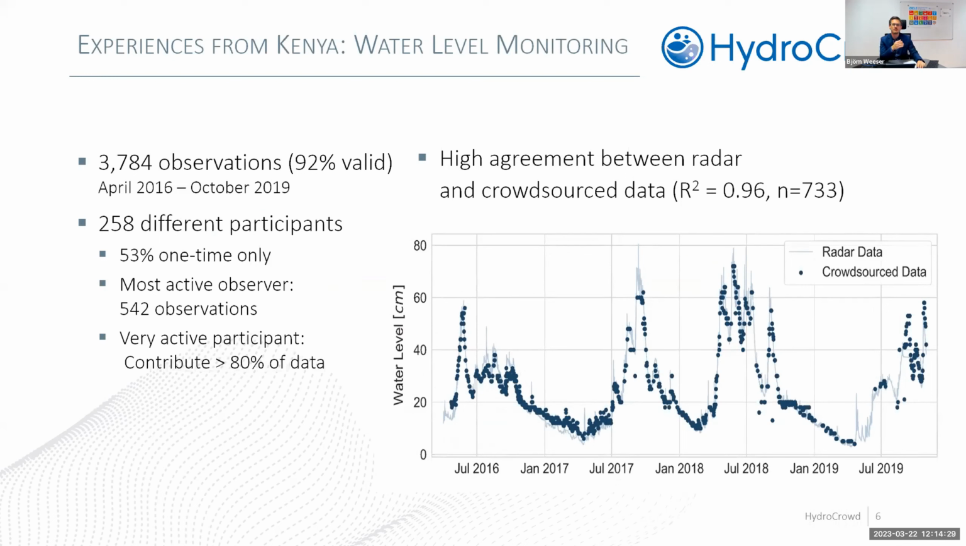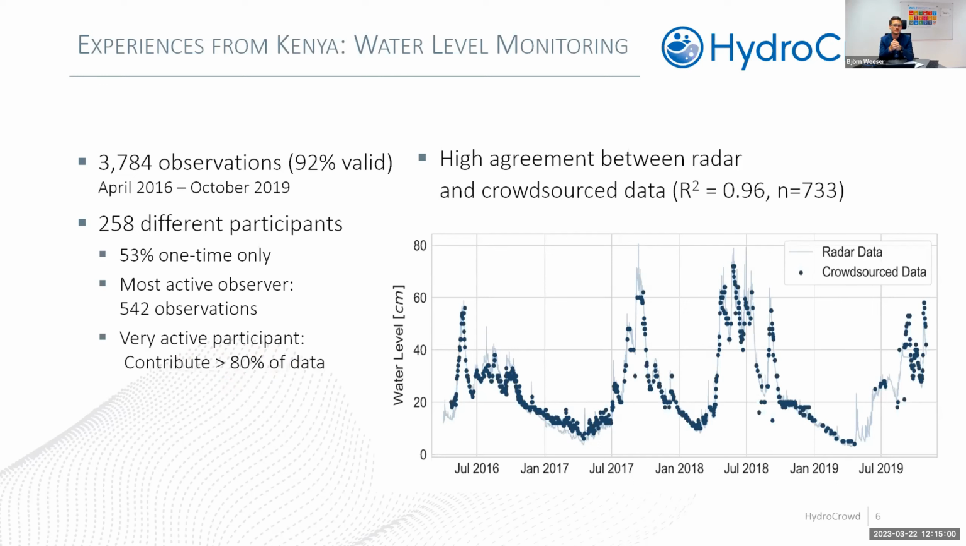Many people only submitted data once. This is quite interesting: we had around 260 participants and around 50% of them only submitted data once. But if you look at where the data actually comes from, you see that it comes from what we call highly active individuals. These are people who had more than 10 measurements, and they contributed more than 80% of the overall data. So it's really important to keep the people motivated and connected to the project.